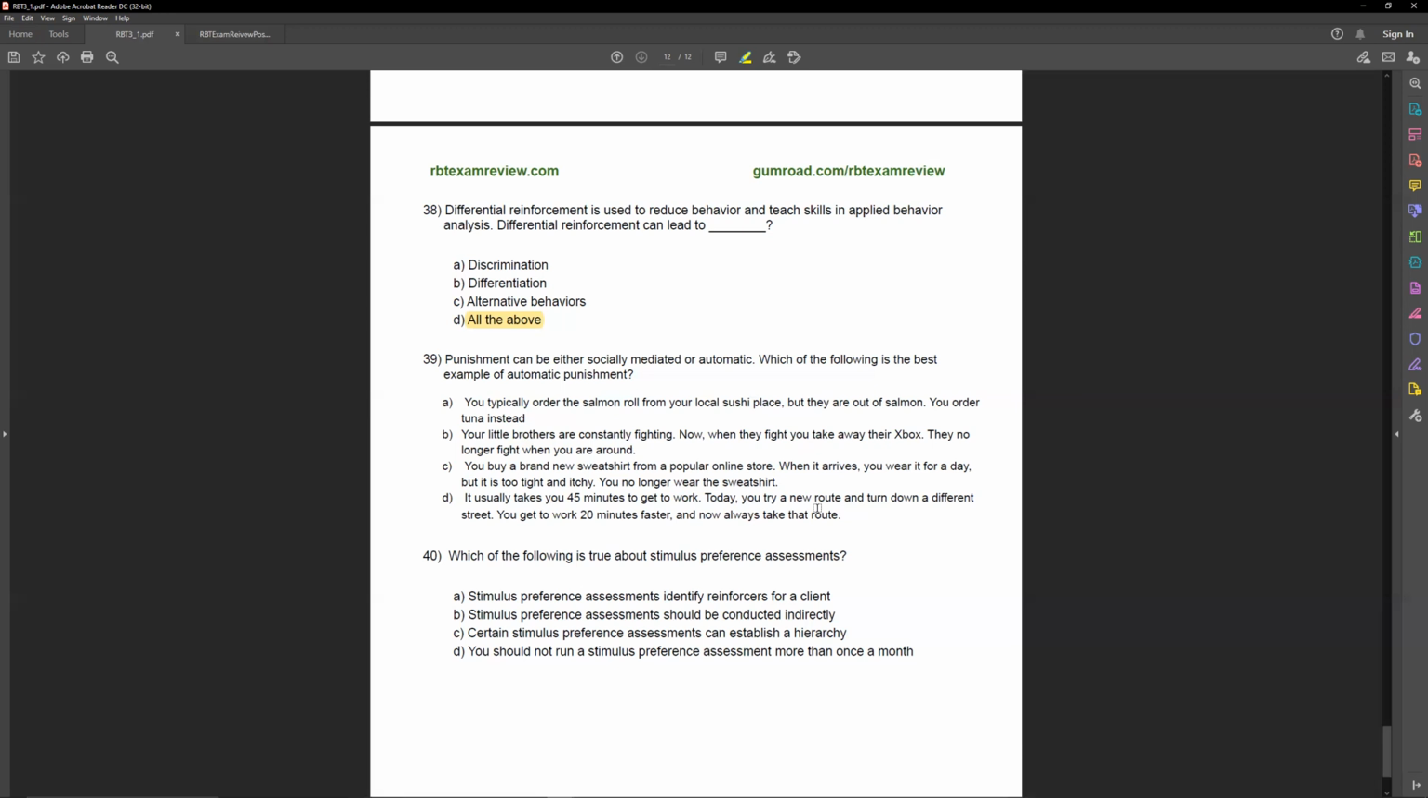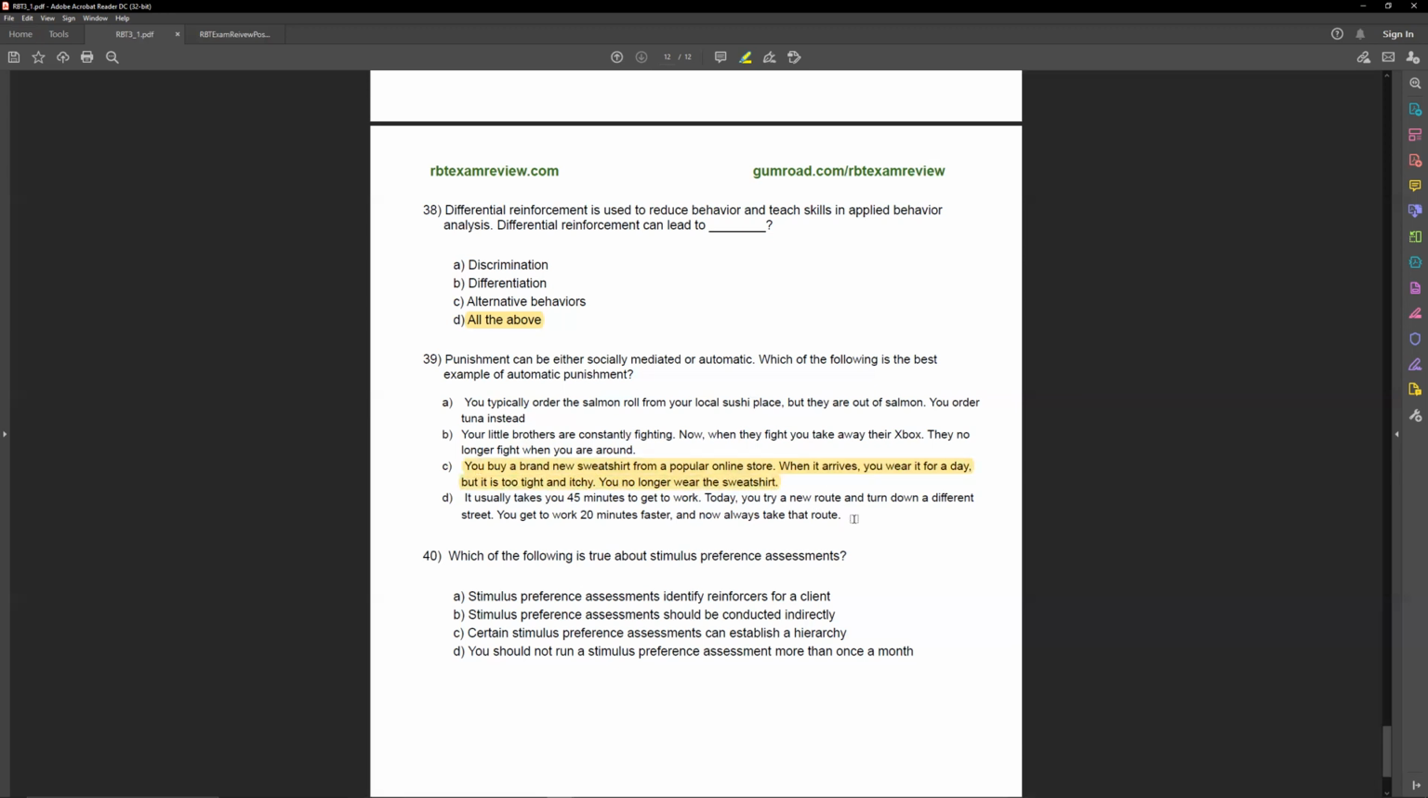So C looks really good, okay? D, it usually takes you 45 minutes to get to work. Today you try a new route and turn down a different street. You get to work 20 minutes faster, and now always take that route. Well, no, your behavior increased, right? So this should not be punishment, okay? So D is out. Our best answer is C, right?